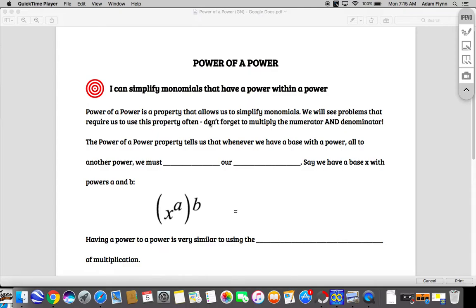And then as a side note here, I put don't forget to multiply the numerator and the denominator, which is something we won't see until the example video.